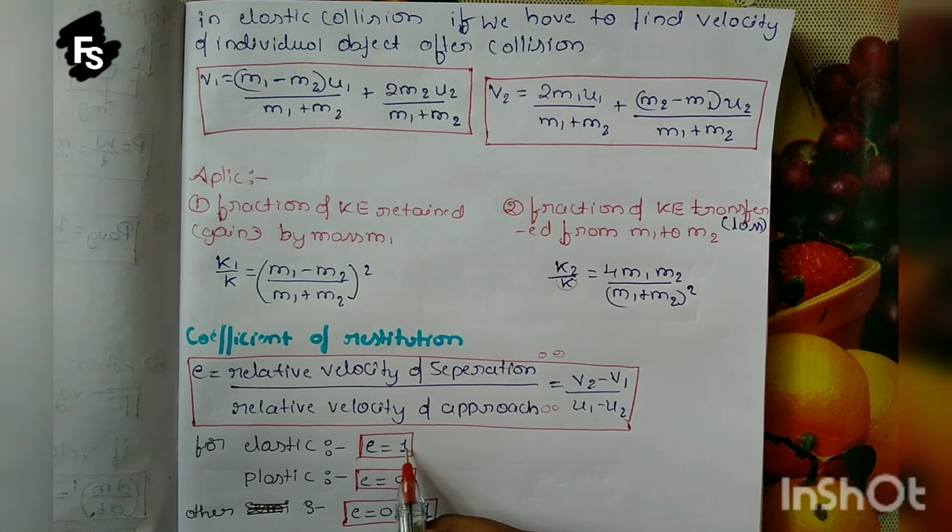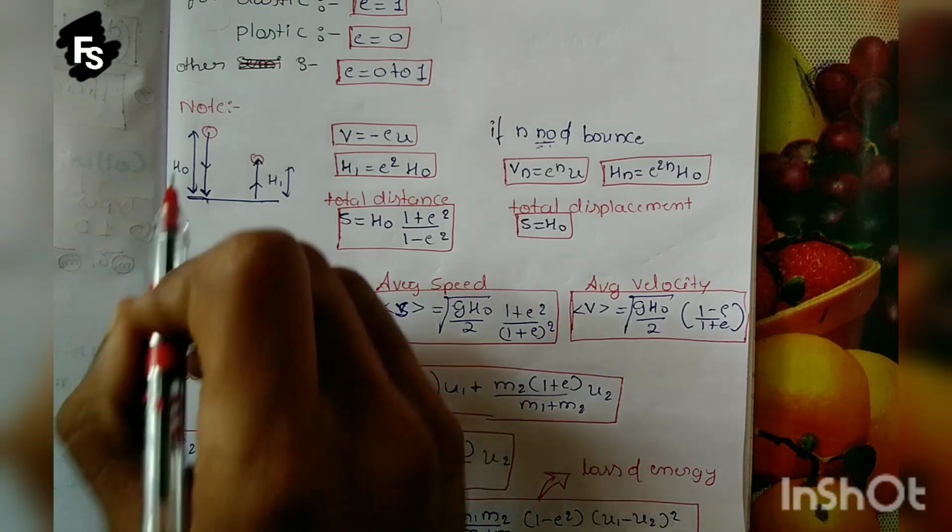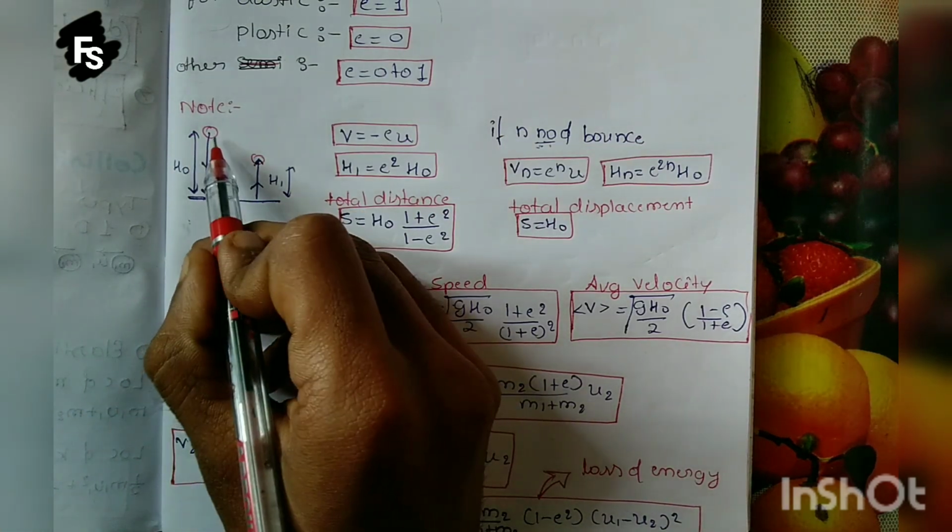For elastic collision E is equal to 1. For plastic collision E is equal to 0. For other collisions E lies between 0 and 1. Just remember this, which is very important. Then we move on to a note point.